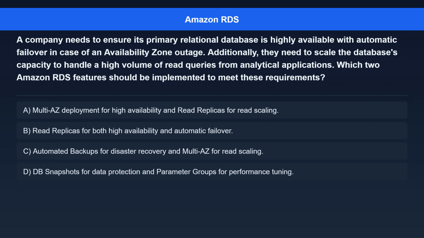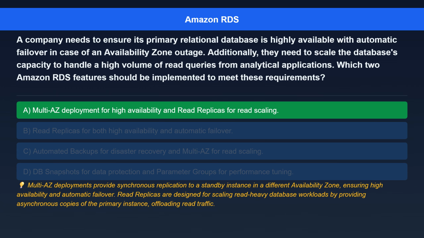Option A. Multi-AZ deployment for high availability and read replicas for read scaling. Option B. Read replicas for both high availability and automatic failover. Option C. Automated backups for disaster recovery and multi-AZ for read scaling. Option D. DB snapshots for data protection and parameter groups for performance tuning.